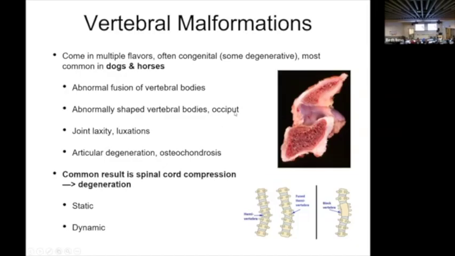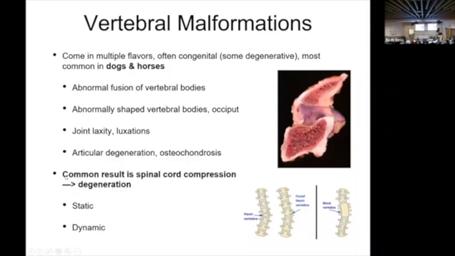You know what that is, right? Back here, the occipital area of your skull. Joint laxity and luxations: here's where degenerative can come into play. If you get severe degenerative spinal disease, you can get laxity of those joints, and it'll cause a dynamic compression. Congenital osteochondrosis lesions can also cause degeneration of the articular facets, leading to joint laxity and compression.